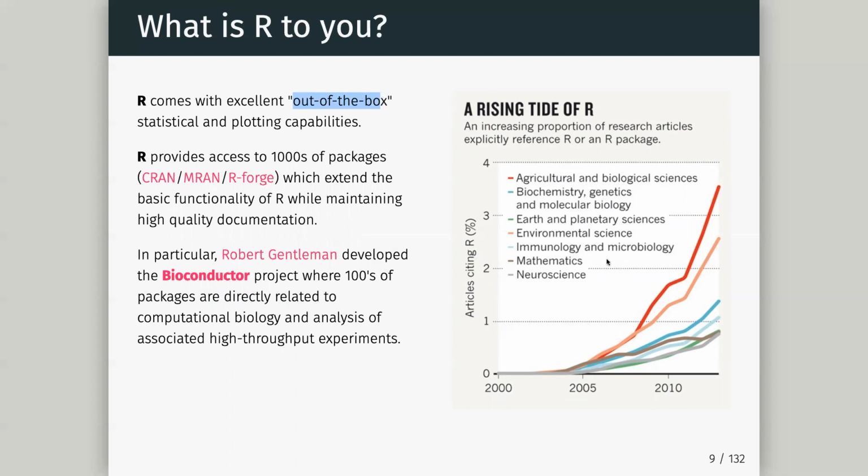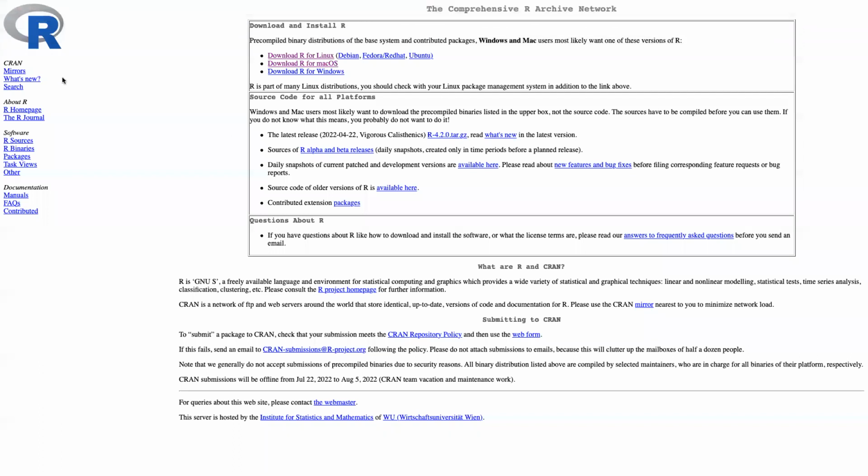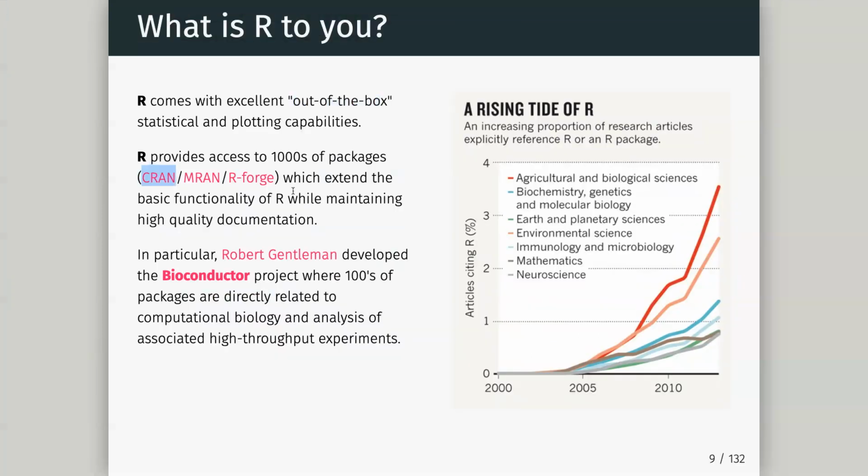I've got a very out-of-date plot here, but R is becoming more popular. And really R, as I said, is so popular because, can I follow that link? Is it going to take me there? Because of CRAN, which is this repository of packages which people have written and we can now make use of. And these all extend the basic functionality of R while maintaining this high quality documentation.